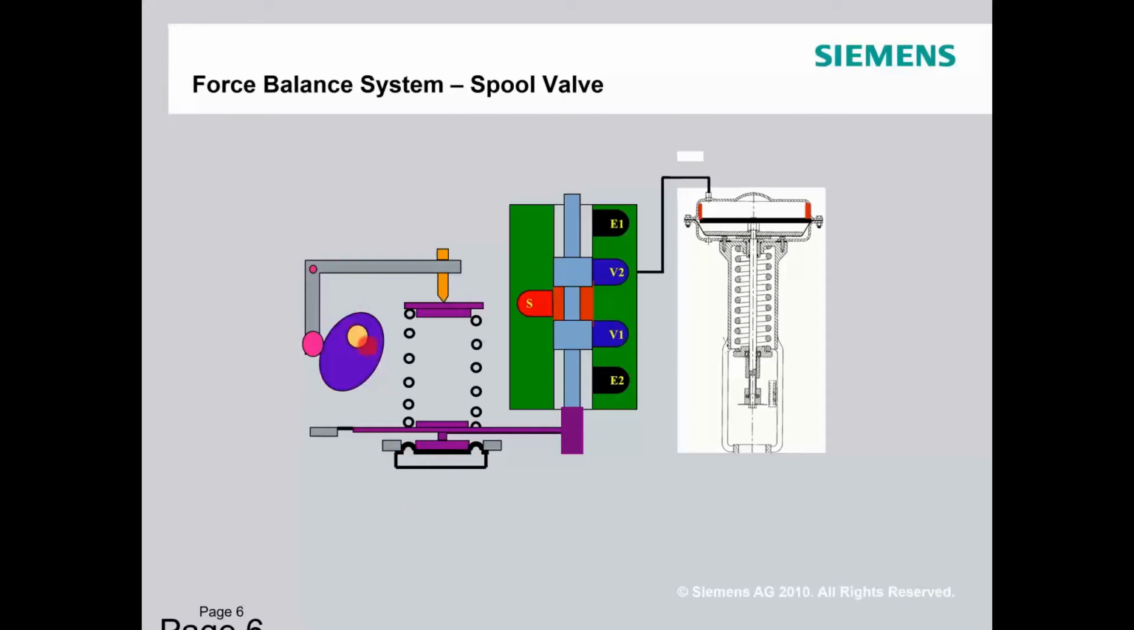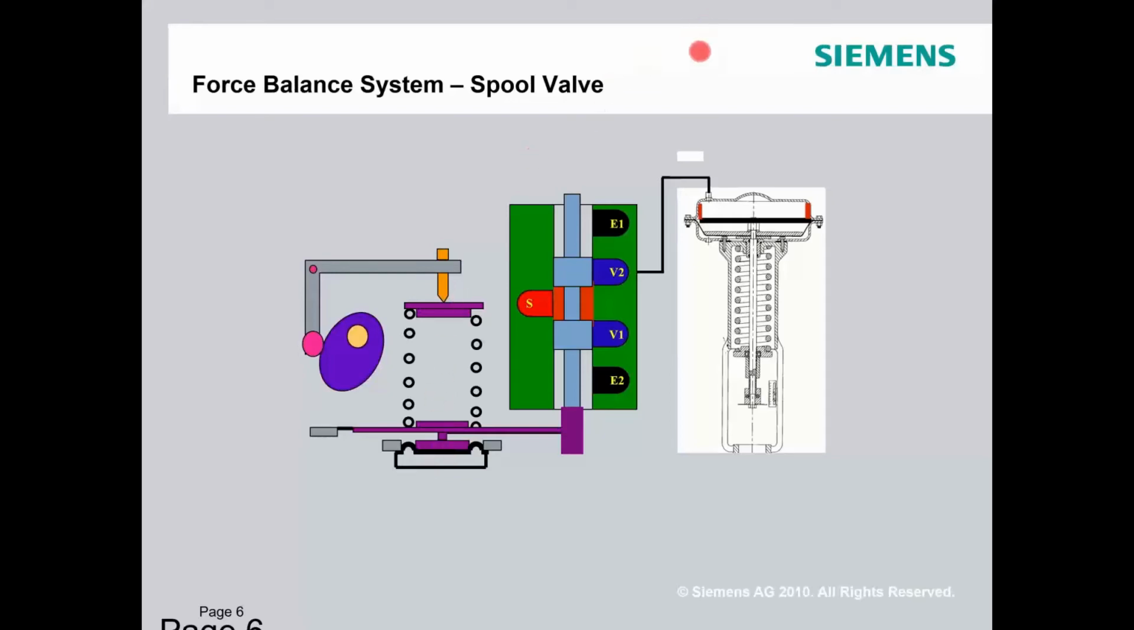You have here a shaft that is linked to the stem of the valve in a linear valve, which turns a cam, and that cam turns an arm against a spring and balances that against the pressure from an I2P or a pneumatic signal that would be pushing against the spring in this direction.